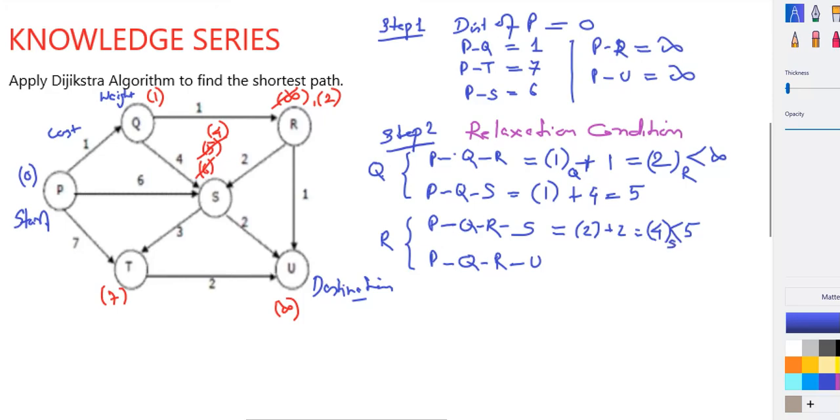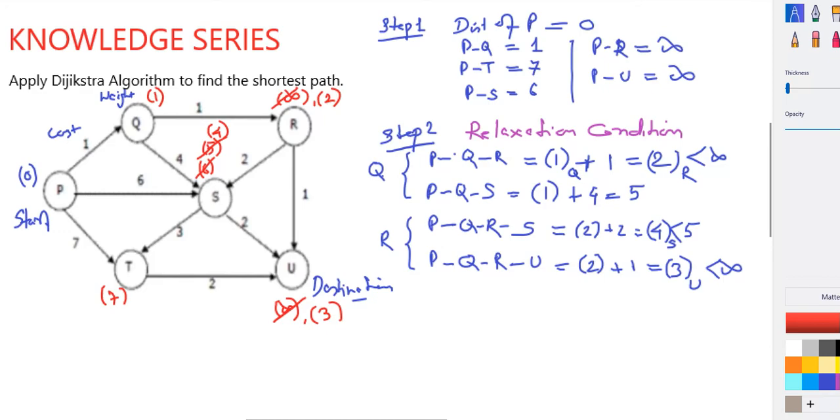Now when we consider P, Q, R and U, in this case what is the weight? Let us see. 2 plus 1, that is equal to 3. 3 at U is less than infinity. So in this case also it is going to be modified, because it satisfies the relaxation condition. So this is updated with the new weight, that is 3.